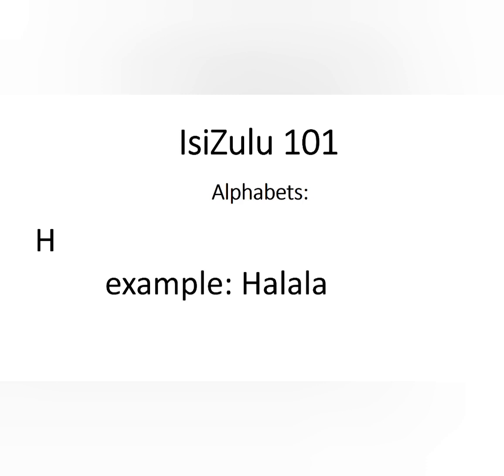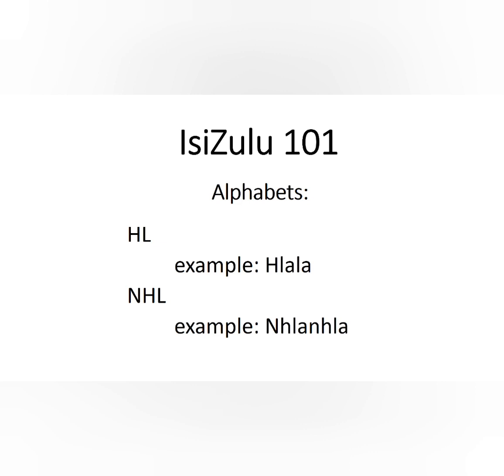So H is... halala basically means congratulations. So let me take this opportunity to congratulate you for finishing lesson 1 and lesson 2. But wait, there's more. When you put an L after the H, it becomes hl, example, hlala, sit. When you put an N in the beginning and then H and L, the sound becomes nhl, example, nhlanhla, luck. Usually it means good luck.